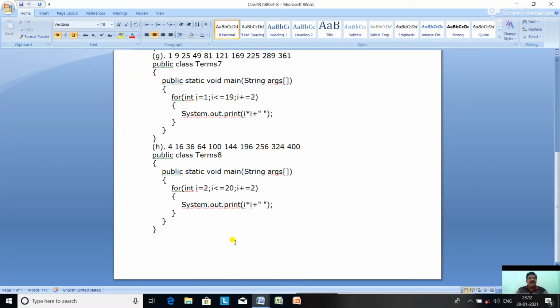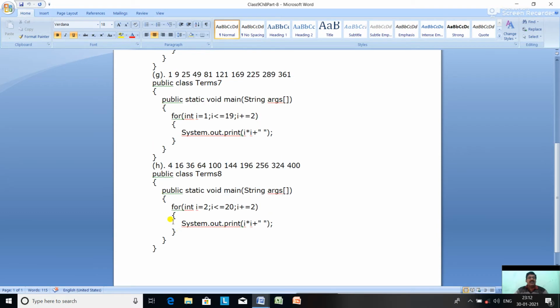Now, the next question is question number H. How is it done? It is just like G only. The square of all the even numbers from 2 to 20. The 2 square is 4, after 2 comes 4, 4 square 16, after that comes 6, 6 square 36, after 36 comes 8 square 64, then 10 square 100, 12 square 144, 14 square 196, up to 20 square.